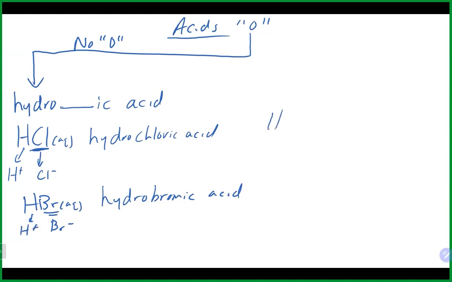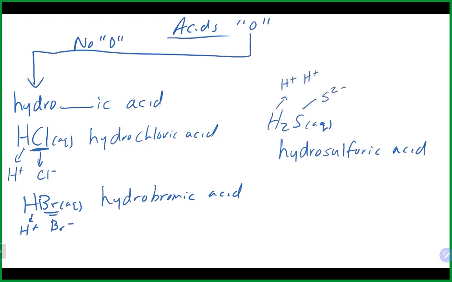How about H2S? That's an acid here. That should be what? Hydro sulfur, right? So hydrosulfuric acid. There are two hydrogens here because sulfur is a -2, and we would need two of those hydrogens to balance out the charge.